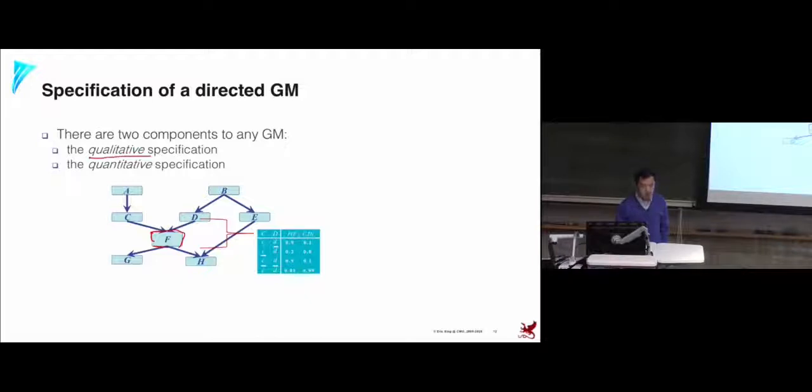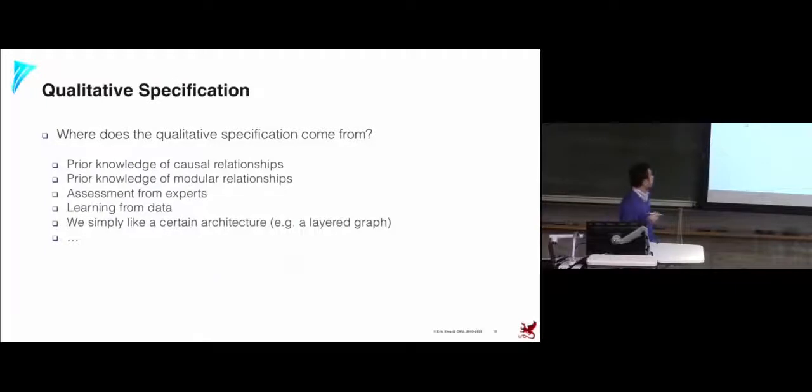One is called the qualitative specification. The other one is called the quantitative one. The qualitative one generally refers to the structure of the graph, which is a part of the expression of the knowledge. The quantitative ones are the local conditional probability tables. So you need to have these two pieces in place. Where do they come from? Well, the qualitative ones have a huge space of origins. It could be prior knowledge of causal relationships, or other relationships that you know about. It could be coming from your expert friends. It could also be learned from data.